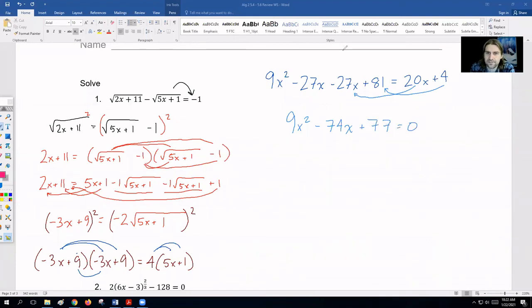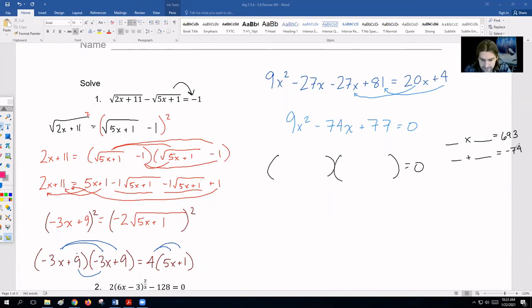All right, so now we need to factor this. So we're going to figure out what two numbers multiply together to give us 9 times 77, which is 693, and add together to get negative 74. So one's got to be positive, one's going to be negative. I'm just going to start out with 18 and keep going up by 9.